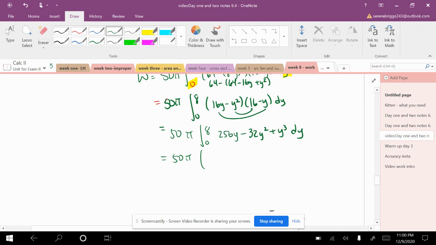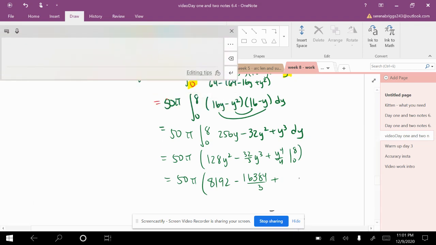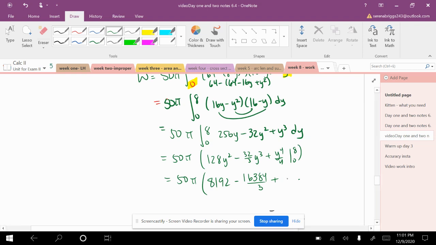256 times 8, I get 2048. Oh, wait, no, I'm trying to integrate here. So 128y squared minus 32 thirds y cubed plus y to the fourth over 4, between 0 and 8. So that's 128 times 64, which is 8192, minus 32 times 8 to the third over 3, plus 8 to the fourth over 4, which is 1024.